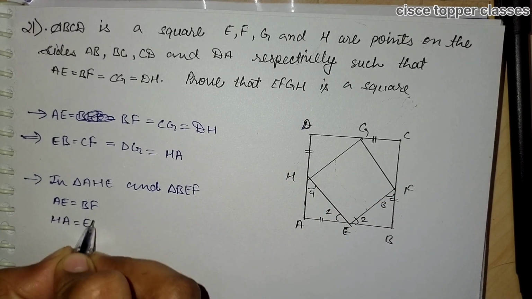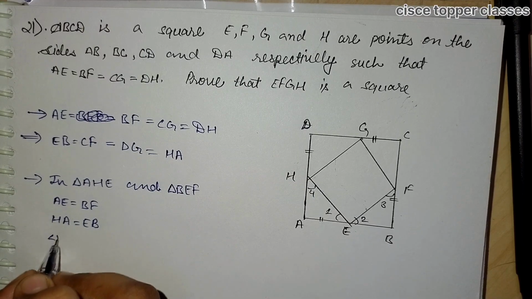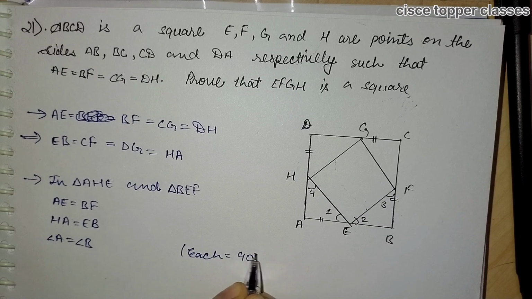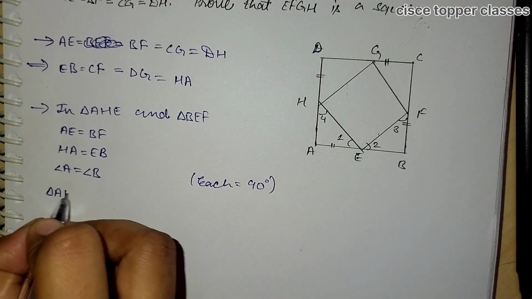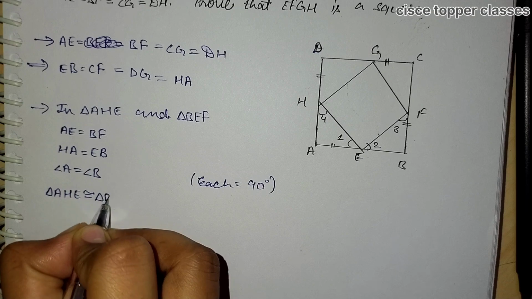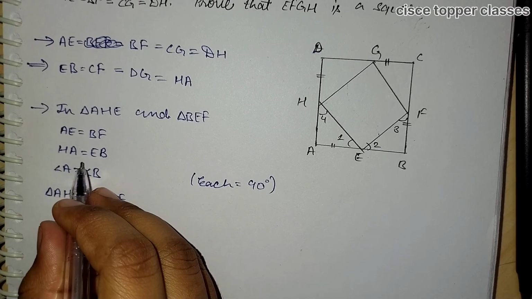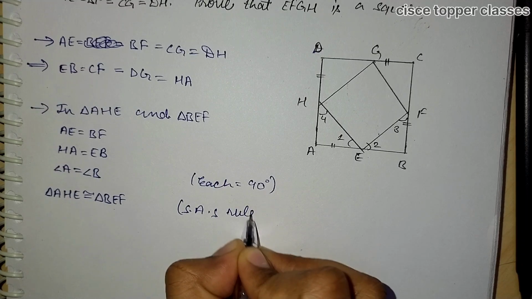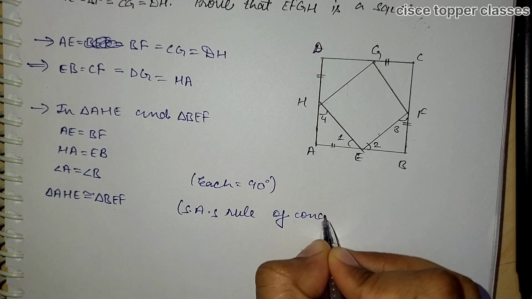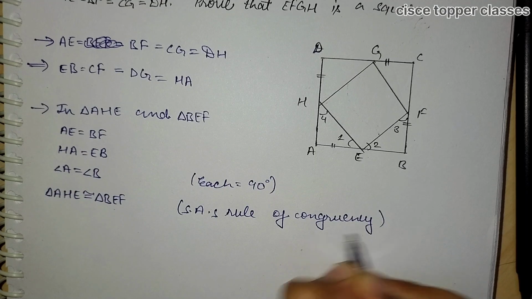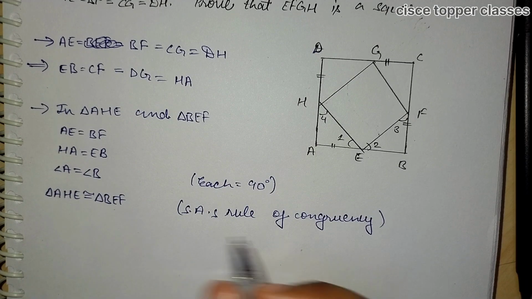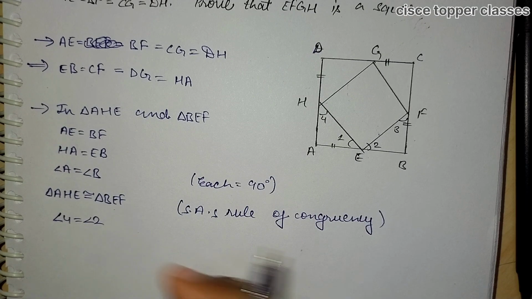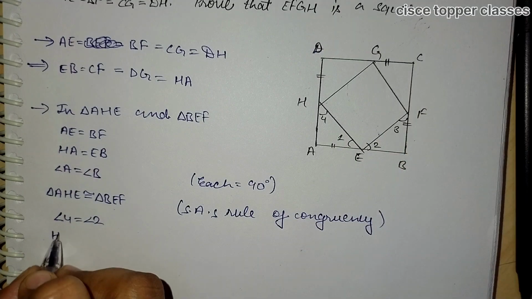And angle A and angle B are equal because these both are each of 90 degree. So from that we can write triangle AHE is congruent to triangle BEF by side angle side rule of congruency. From this congruency, by CPCT we can write that angle 4 is equal to angle 2 and HE is equal to EF.